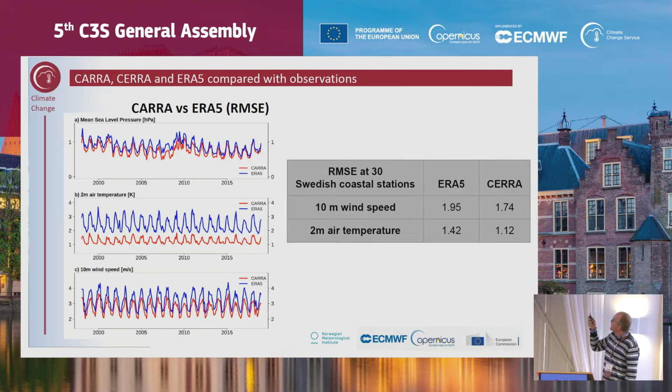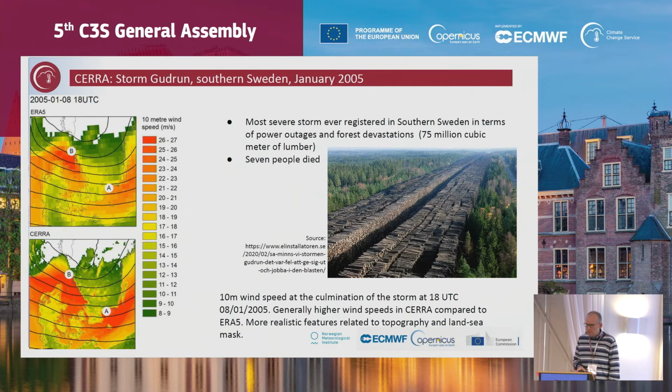A similar story can be seen for SERA in the table here, where we have a reduction of the RMSE compared to observations at Swedish coastal stations. And this general improvement and better agreement with observations is also reflected in the representation of extremes. This is from SERA, the storm Gudrun in Sweden, 2005, one of the most severe storms there.